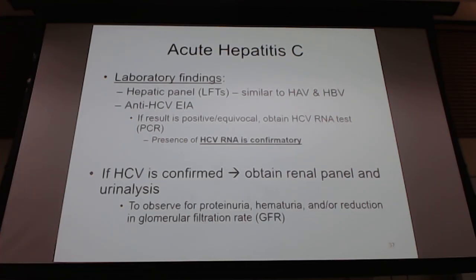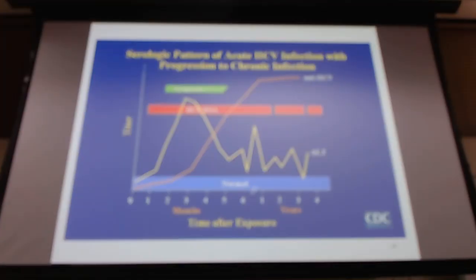If it's producing HCV RNA, it is replicating. That is active, active, active. And if we confirm it, we want to check a kidney panel and a urinalysis, because these people are at high risk of increased protein in their urine, hematuria, and then a drop in their GFR. That's not good. Not good at all. There's your slide for you.